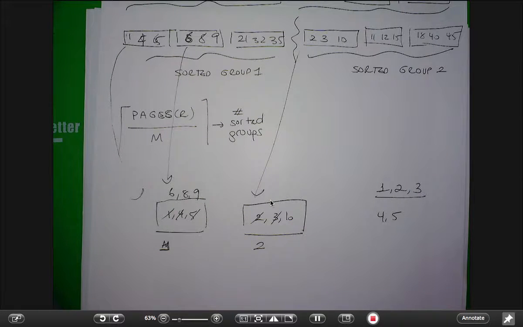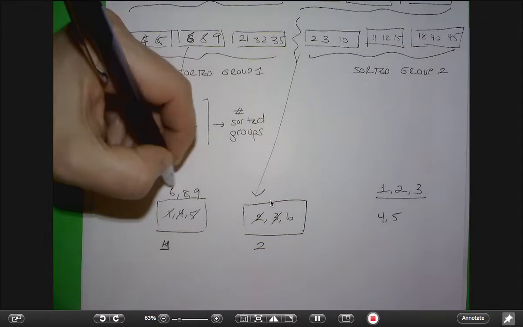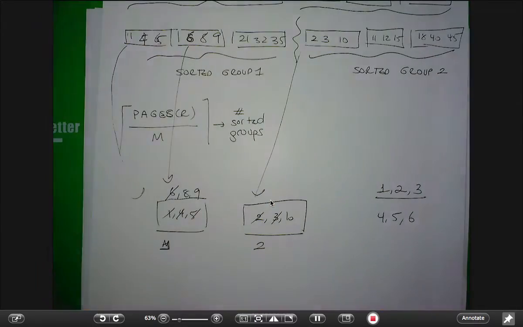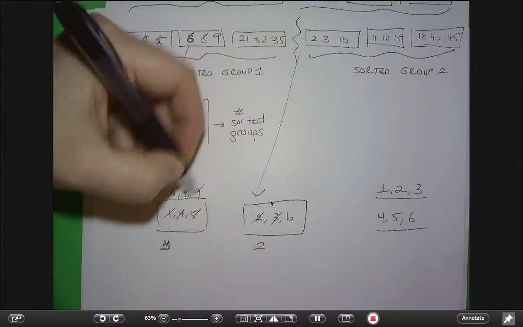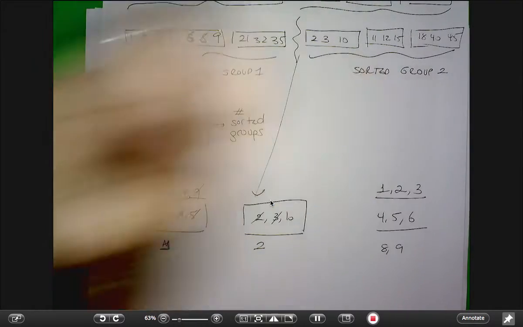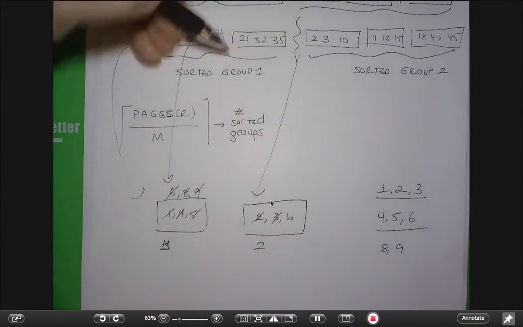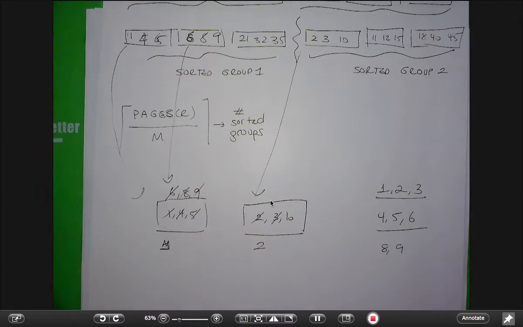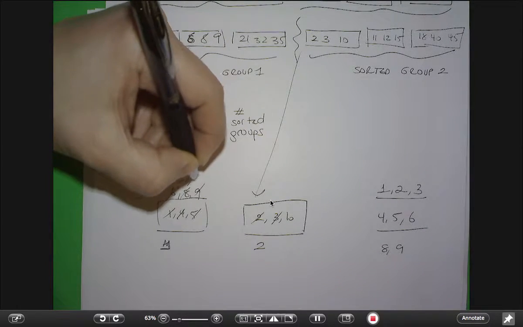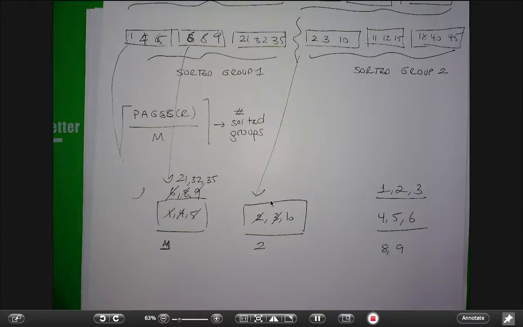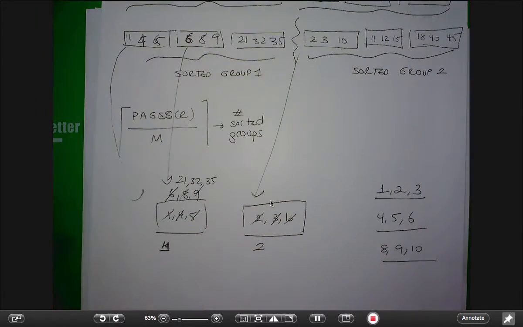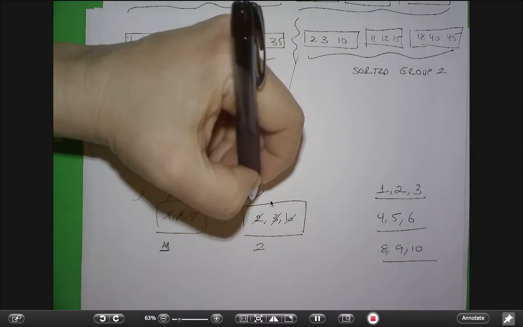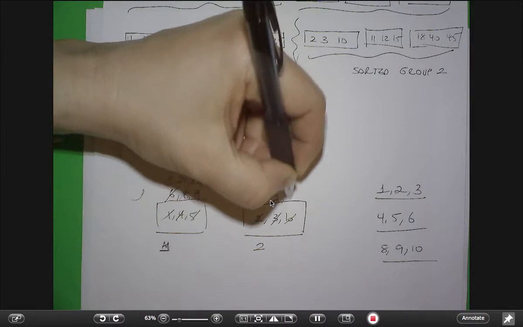Again, I continue doing the same thing. Find the smallest value, 6, put it here. And then find the smallest values, 8 and 9. Then you are done. Now you read the next block here, which is 21, 32, and 35. Now I finally output 10 here. Now I read the next block of this one, which is 11, 12, and 15.